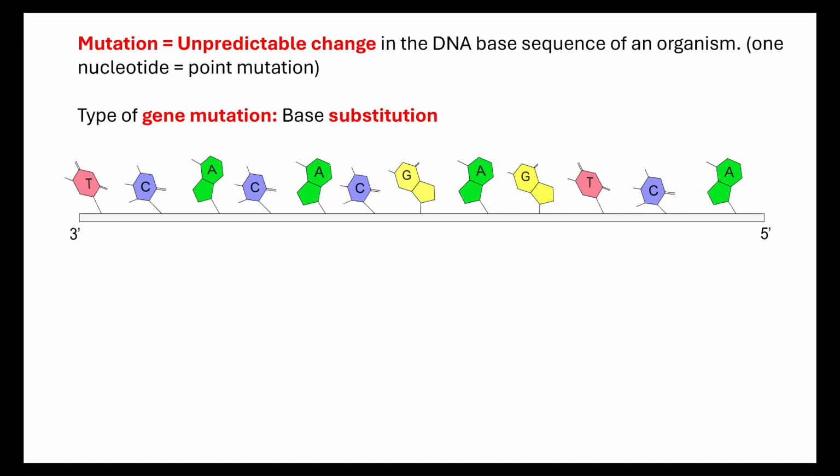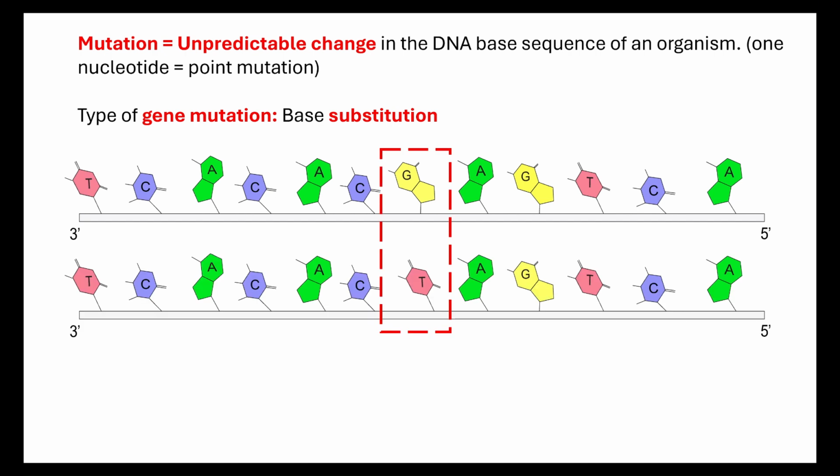So here you can see I have my DNA base sequence. TCACACGAGTCA. Remember, in the exam you should be using the full names unless instructed otherwise. Well, let's just imagine that we have a base substitution. So instead of the sequence that we originally had, instead of the guanine, we've now got a thymine in that position. Well, that is going to have a few consequences potentially.